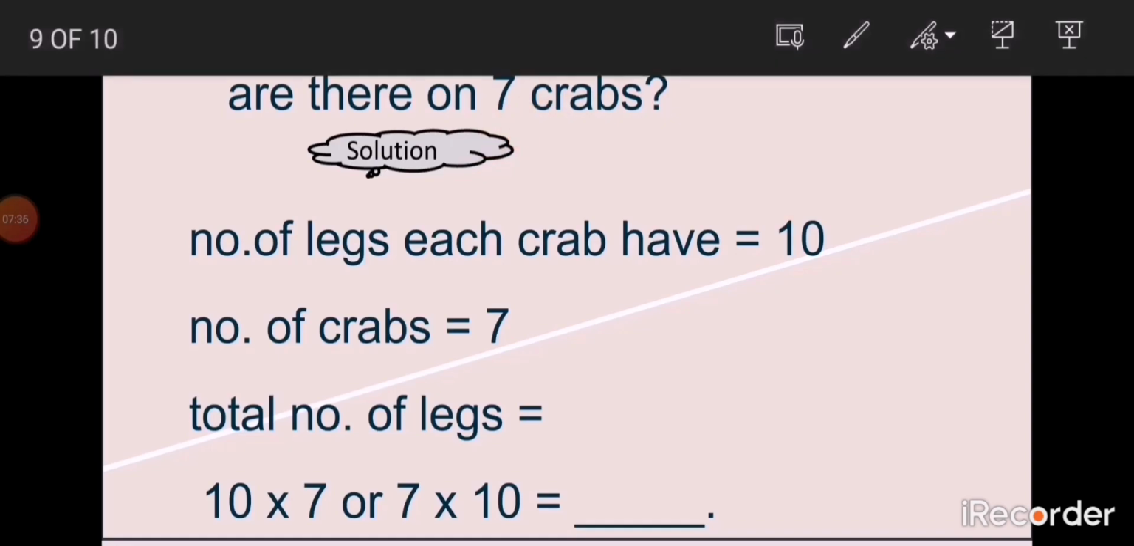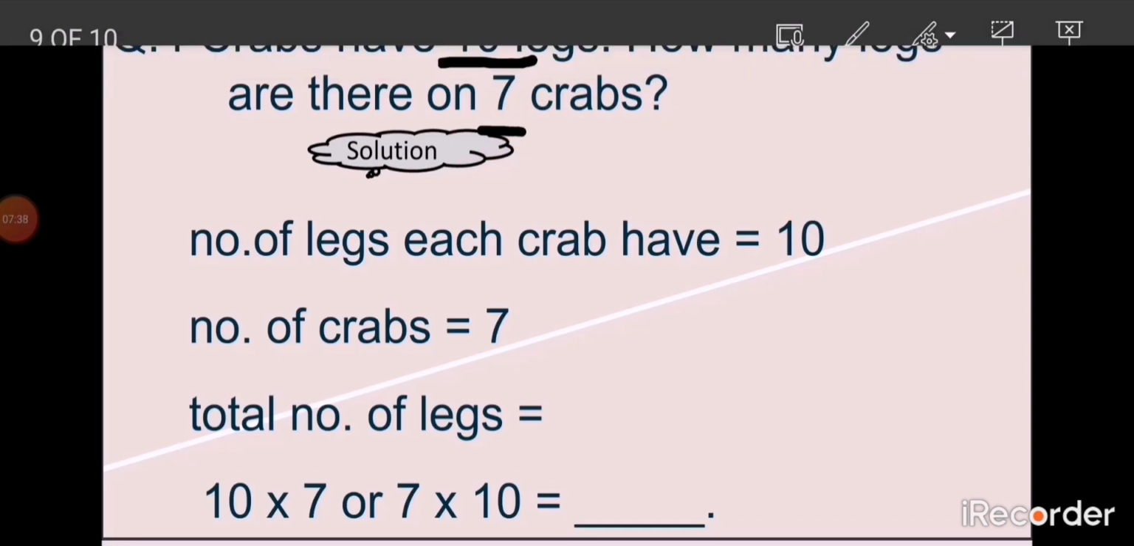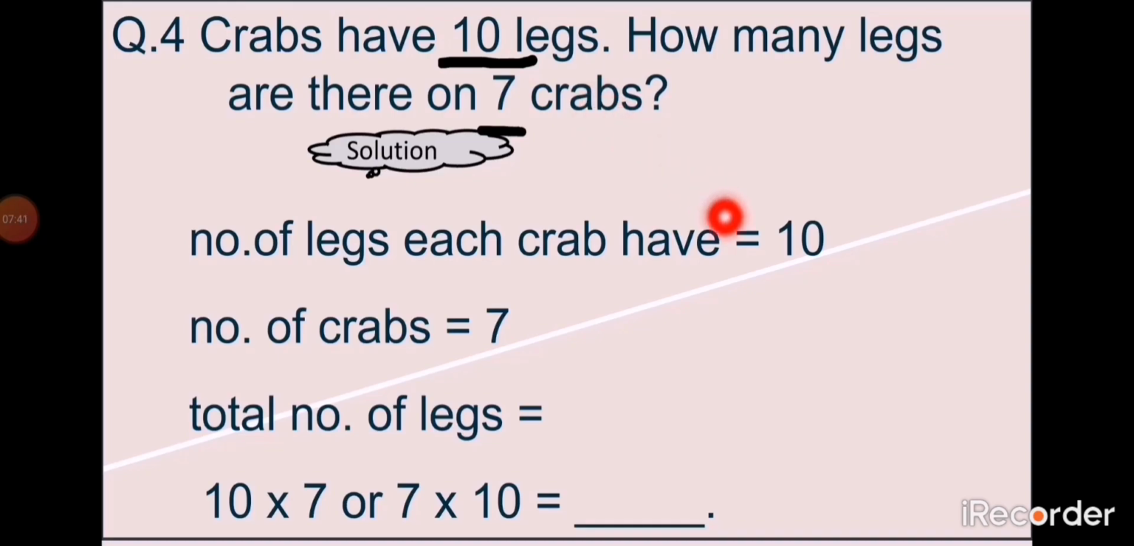Now look at the second number present in the question. It's number 7 and it is representing the number of crabs. So the second statement will be number of crabs is equal to 7. Now we have done our 2 statements. Now the third statement is about what we are going to find out. We have to find out how many legs are there on 7 crabs. It means we have to find out the total number of legs 7 crabs have.